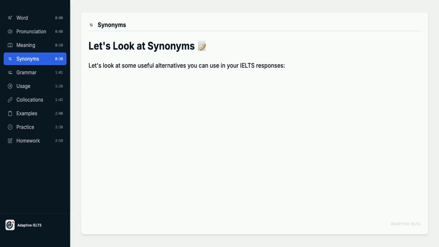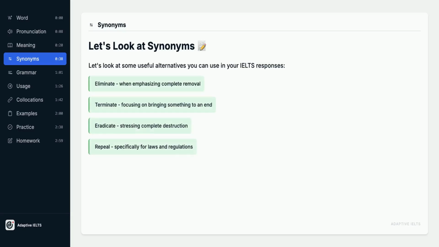Let me share some useful alternatives that you can use in your IELTS responses. We call these synonyms. Here they are. Eliminate, when emphasizing complete removal. Terminate, focusing on bringing something to an end. Eradicate, stressing complete destruction. Repeal, specifically for laws and regulations. Discontinue for more neutral contexts.